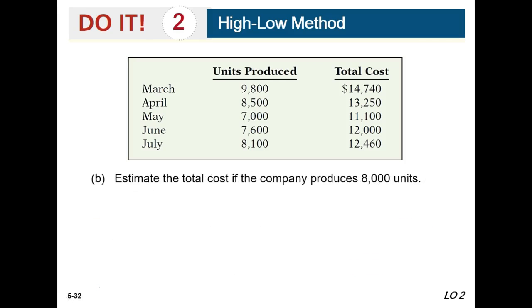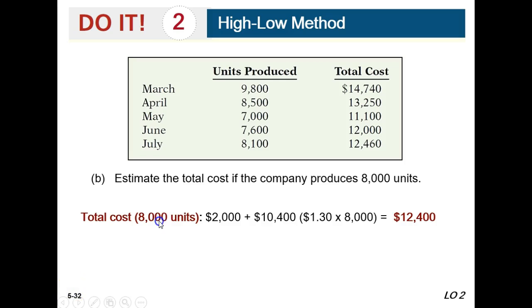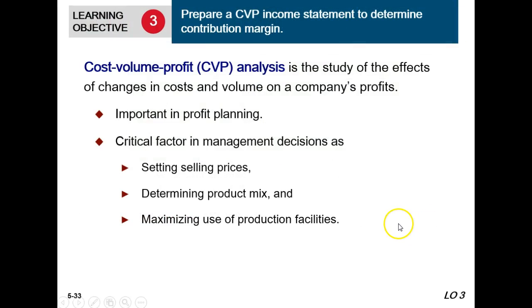Now it wants us to estimate the total cost if the company produces 8,000 units. I want you to take a minute and see what you can come up with there. If we expect the company to produce 8,000 units, we're going to take the fixed amount of 2,000. We'll add to it $1.30 times 8,000 units to come up with our costs of $12,400. This is the high-low method.